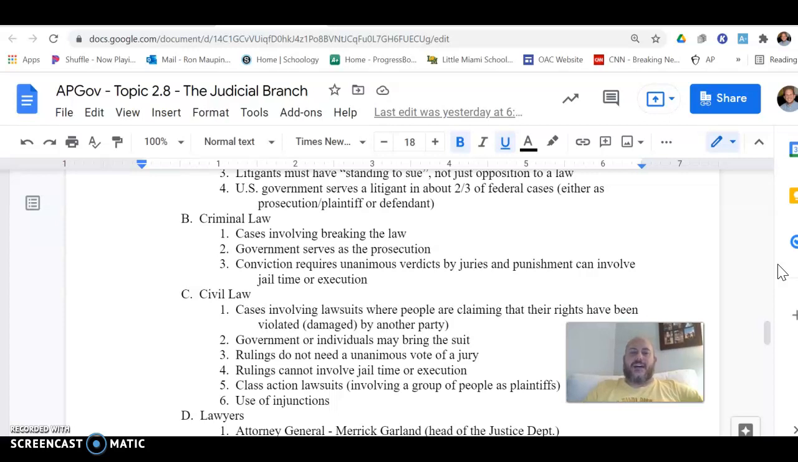Now, since it involves an allegation of breaking the law, instead of there being a plaintiff, there is the position of the prosecution as a litigant. And the only possible prosecutor is the government, be it the federal government in a federal case or the state government in a state case. People individually cannot charge somebody with a crime because individuals do not make laws, government makes laws. So that's kind of where we talk about this.